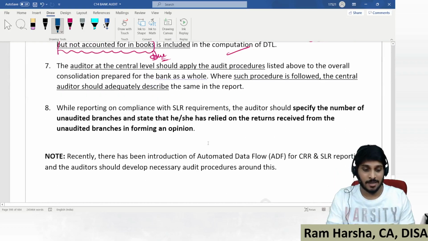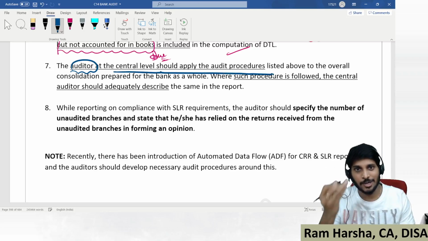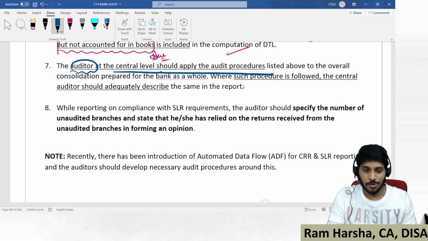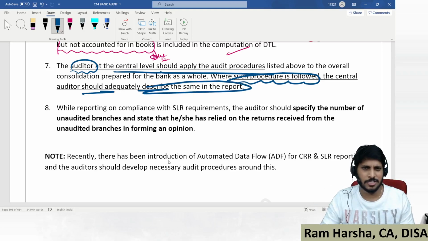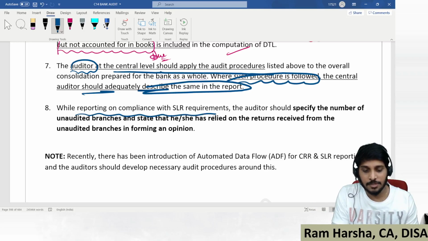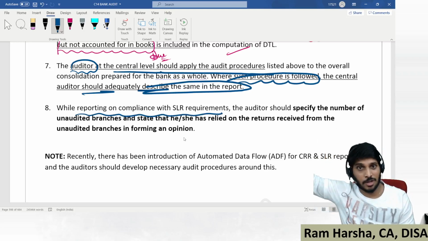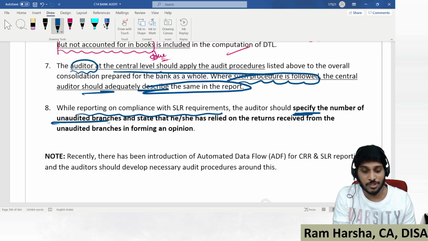Finally, the auditor at central level should apply the audit. At the very beginning I told you the central auditor only will do all this. So whenever the auditor is following this procedure, SLR verification, CRR, he should adequately describe the same in the report. In his audit report he has to mention it, but actually in real audit reports they are not mentioning. While reporting compliance with SLR requirements to the top management or the RBI, he should specify the list of unaudited branches.